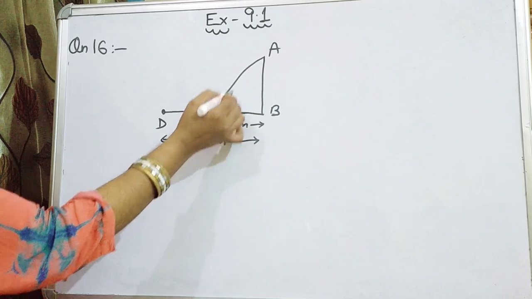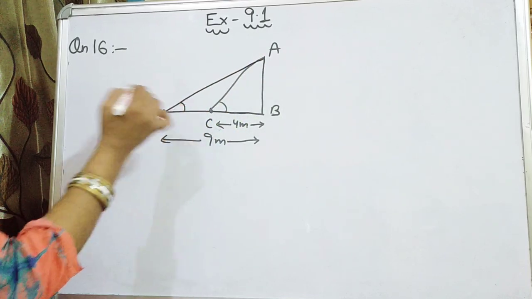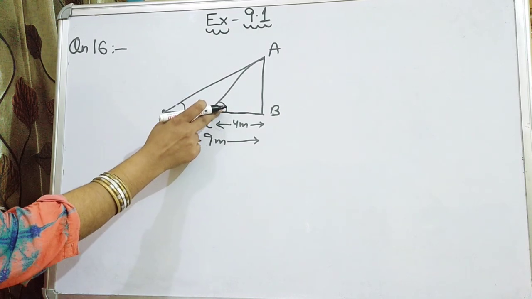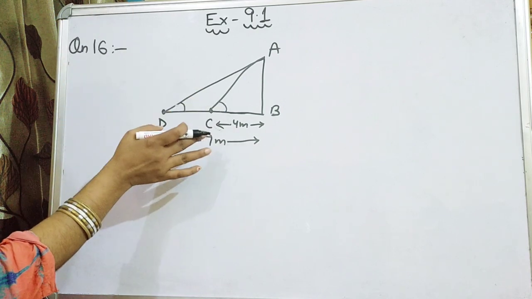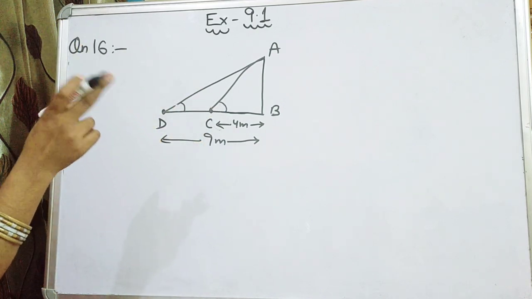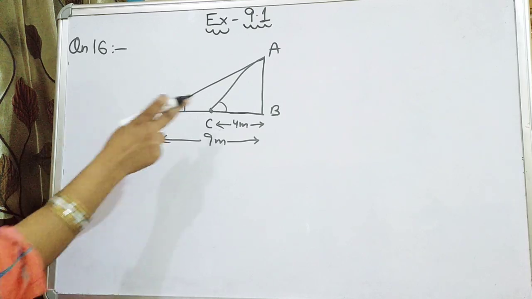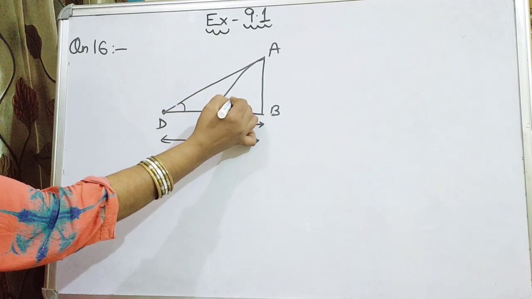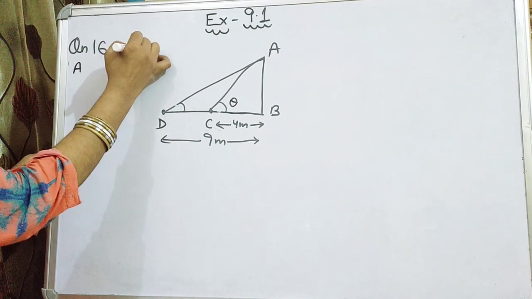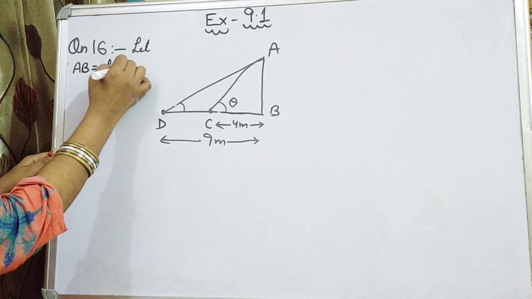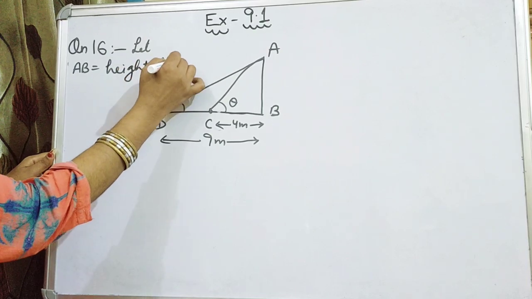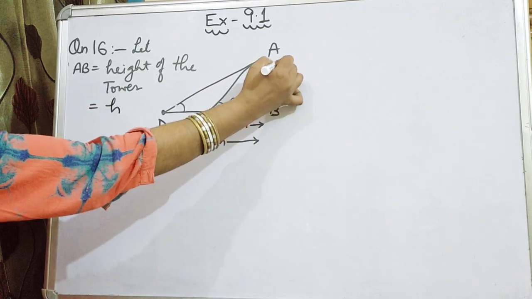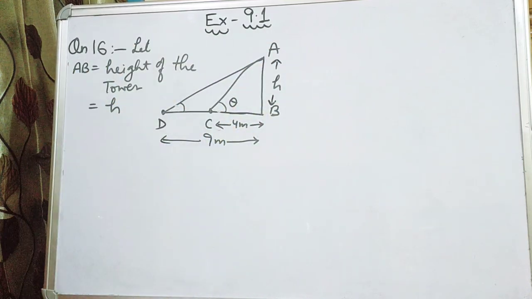This is the first elevation and this is the second elevation, and in the question it is given that these 2 angles are complementary. You should know about complementary angles. Complementary angles are those angles whose sum is 90 degrees. If the sum of these 2 angles is 90 degrees, and I suppose any one of them as theta, let AB be the height of the tower, and let us suppose that as h. So this is the height of the tower and we have supposed it as h meters.